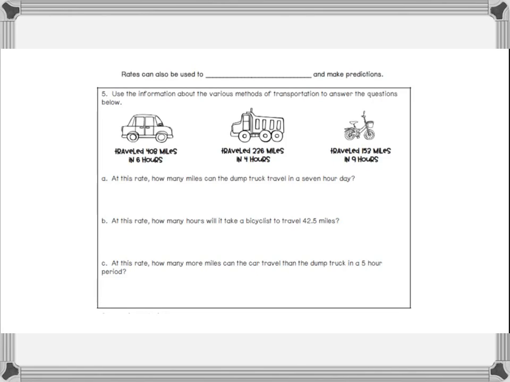Ratios can also be used to solve problems and to make predictions. So we're going to be making some predictions here based on these methods of transportation. We're going to be using that cross multiply and divide strategy that we've been practicing. So we have a car that traveled 408 miles in 6 hours. We have a dump truck that traveled 236 miles in 4 hours. And we have a bicycle that traveled 153 miles in 9 hours.